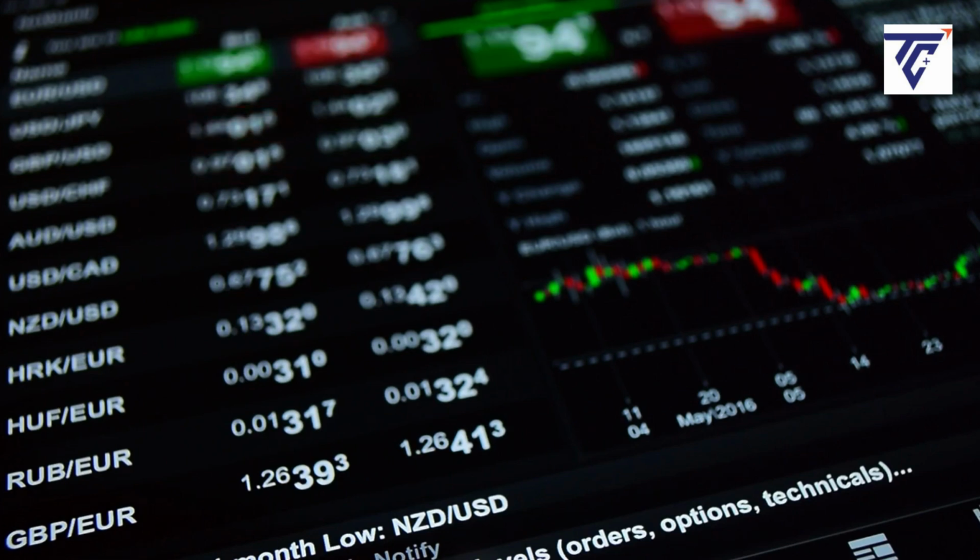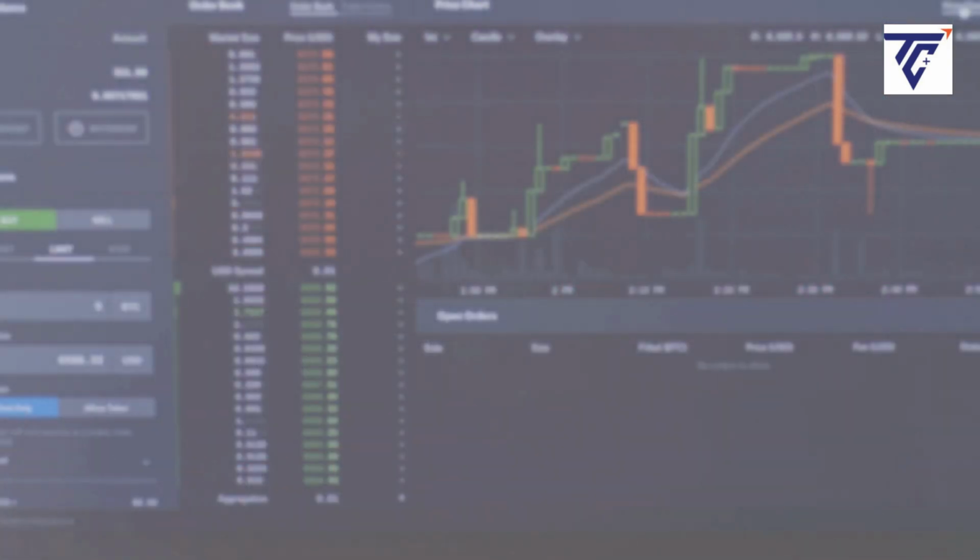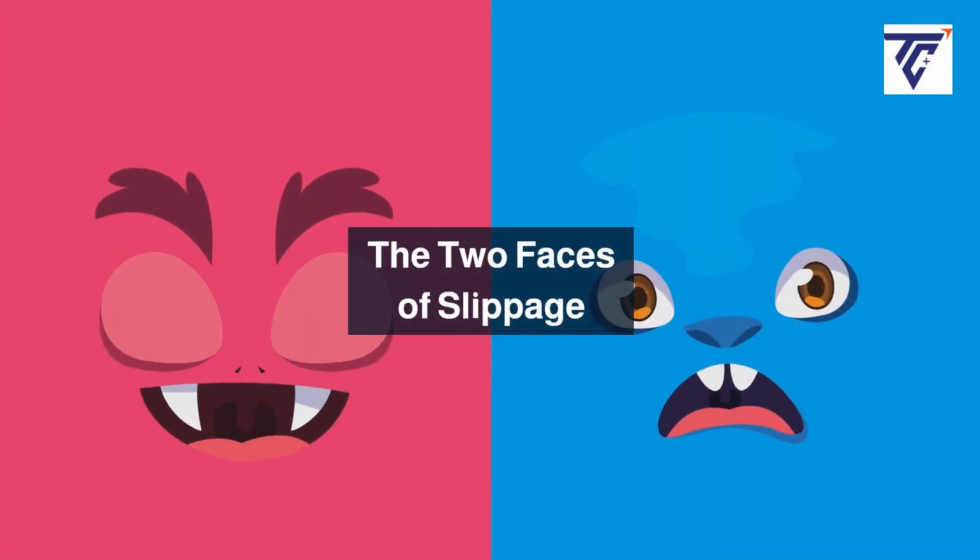Order type. There are two main order types, market orders and limit orders. Market orders aim to get your trade filled as soon as possible, no matter the price, within a certain range. This makes them more prone to slippage, especially during volatility. Limit orders, on the other hand, specify the exact price you want to buy or sell at. While they can help avoid slippage, they might not get filled at all if the market doesn't reach your desired price.